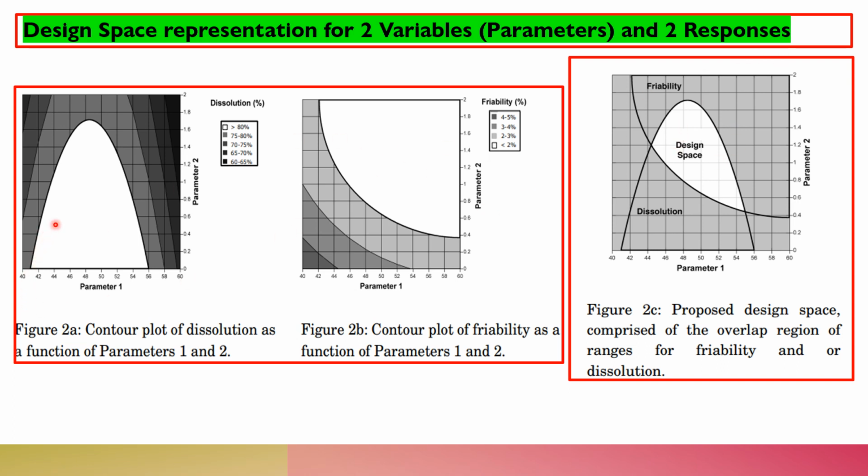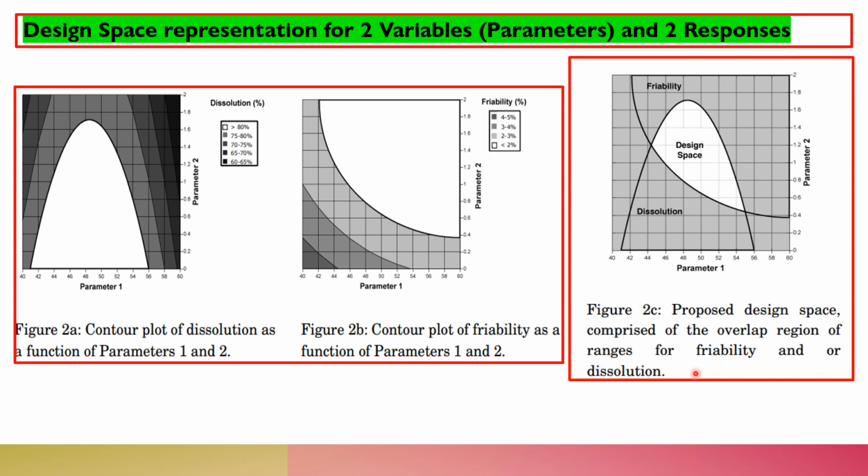For example, this is the design space obtained by varying parameter 1 and parameter 2 for the dissolution. By varying parameter 1 and parameter 2, this is the design space for the friability. Within this range, if we keep parameter 1 and parameter 2, we get acceptable friability based on the analysis of the model. Within this range we get acceptable dissolution, but our final design space will be like that. The proposed design space comprises the overlap region of the ranges of friability and dissolution, whatever target we take. See, this is just an example.